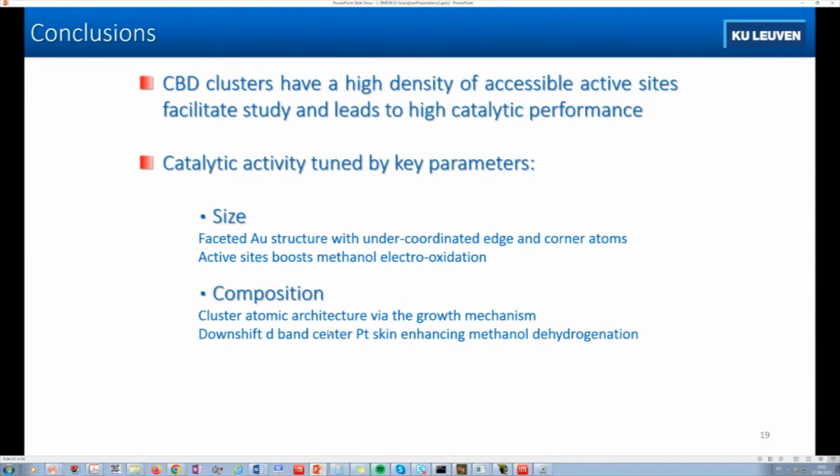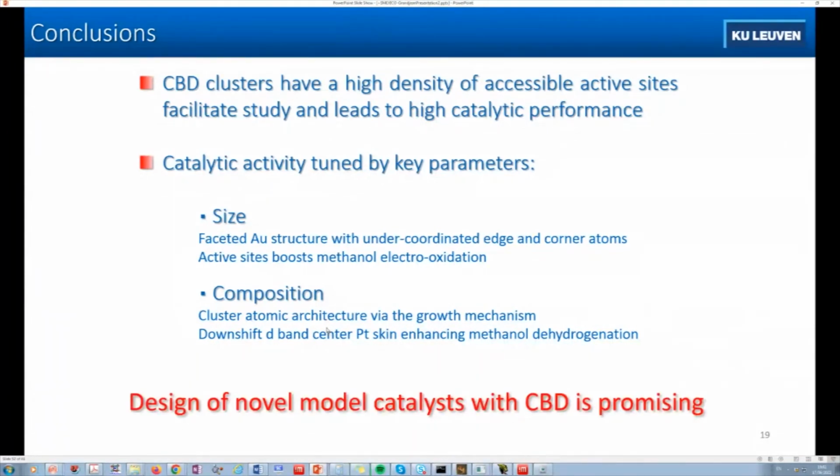You can have, you see, a typical alloy, but in fact, most of the time it's not an alloy. It can be a very sophisticated combination, like a Pt skin with nickel below. It can also be a cluster with different regions. And so that's what we hope: the design of novel catalysts with CBDs will be promising, and that's what we're doing with the CATSENSE network.